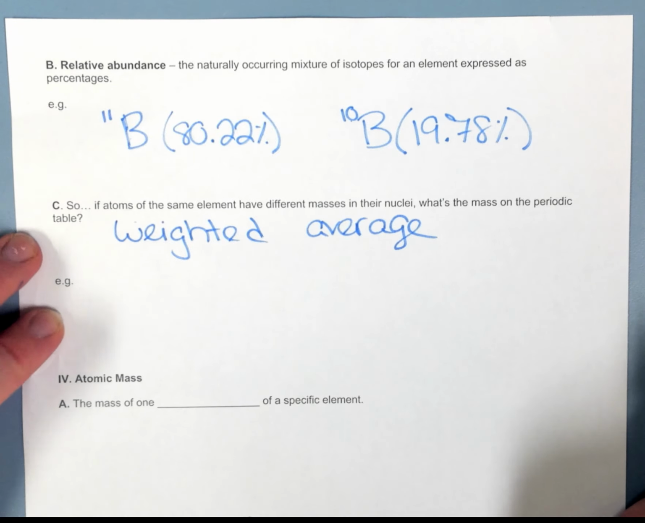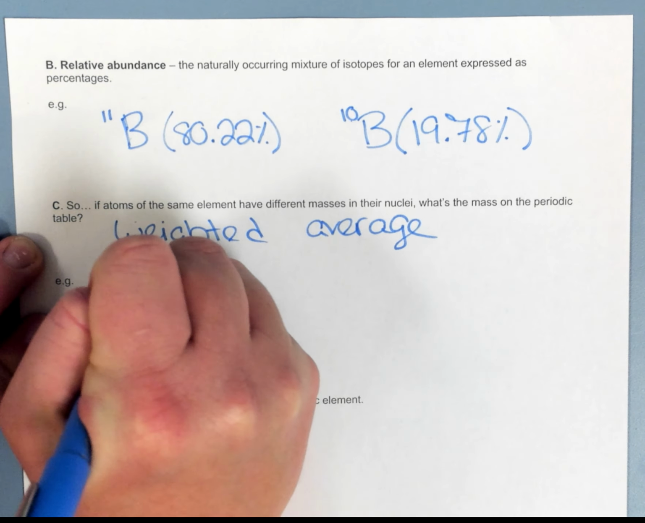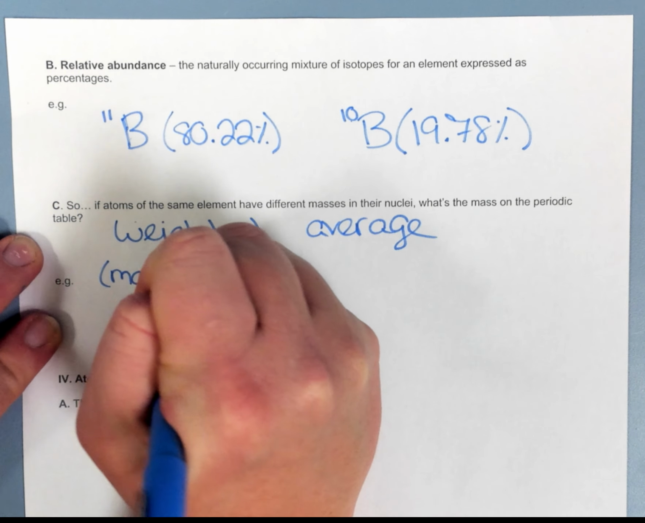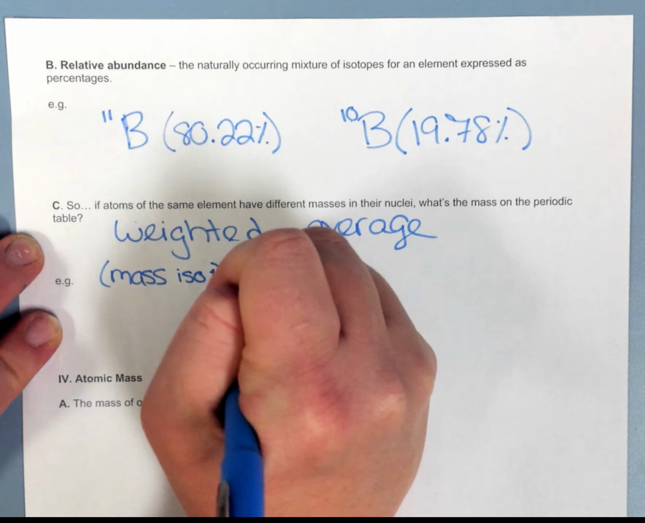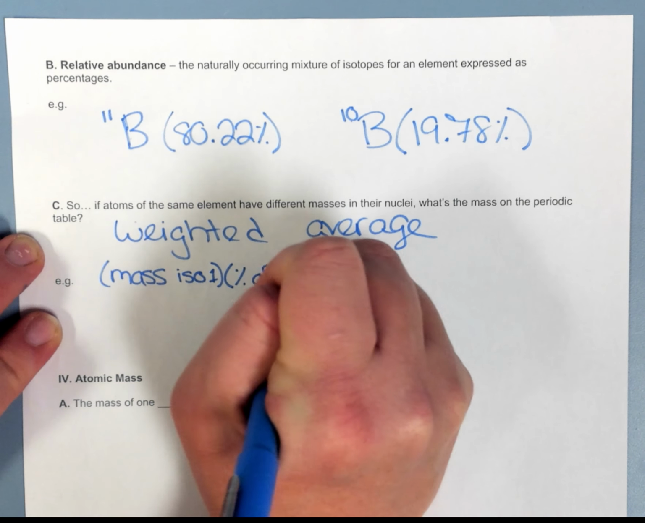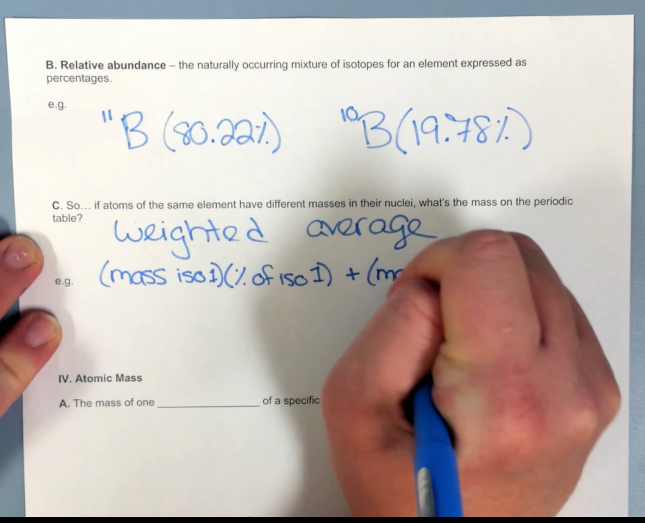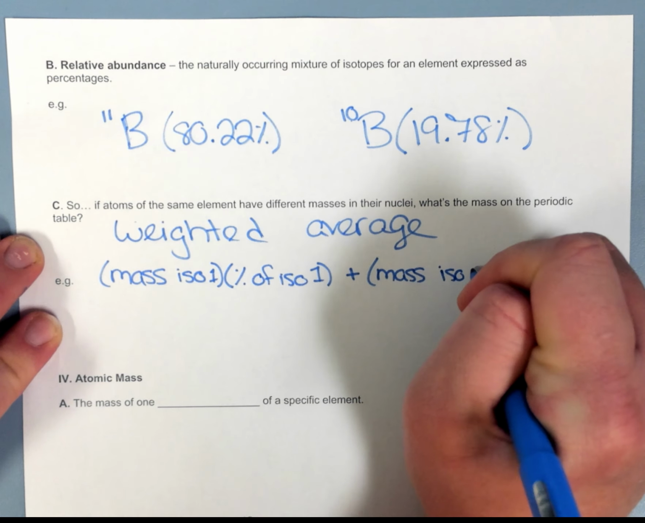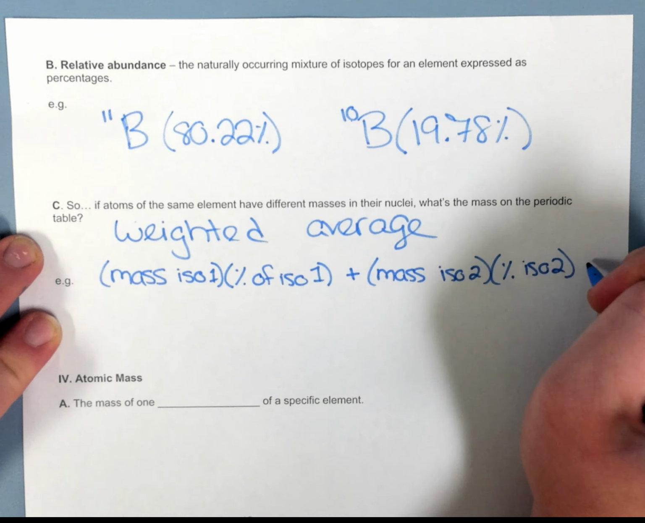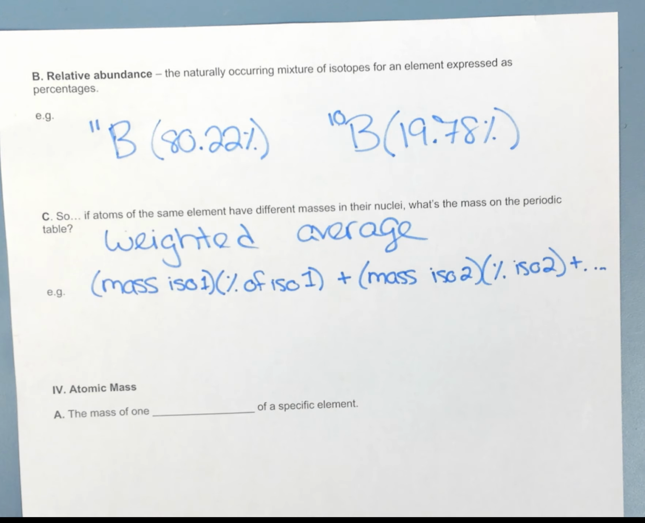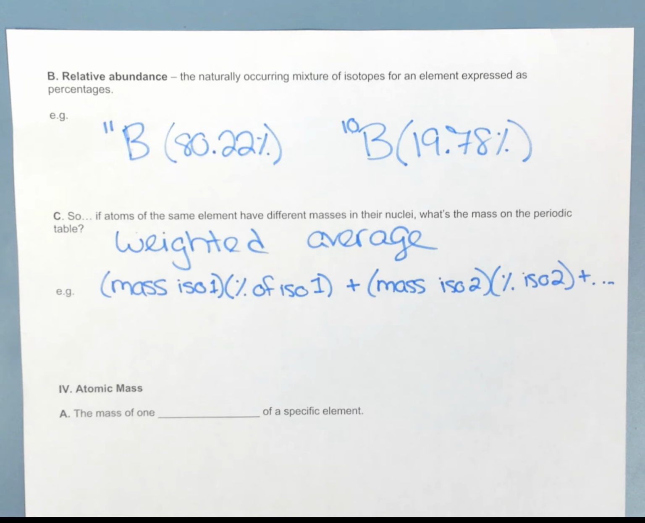When we're figuring out our weighted average, we take the mass of isotope 1 times the percent of isotope 1, plus the mass of isotope 2 times the percent of isotope 2, and so on and so forth. If I had 10 isotopes, we would continue. We would do the mass of isotope 3 times the percent of isotope 3, and so on and so forth.